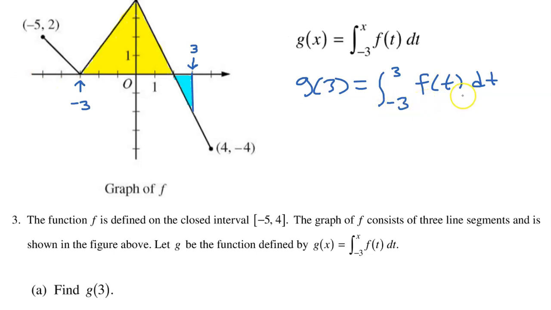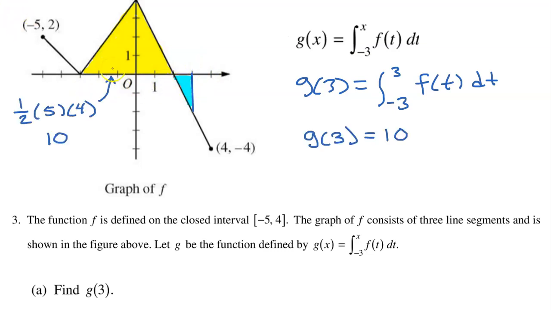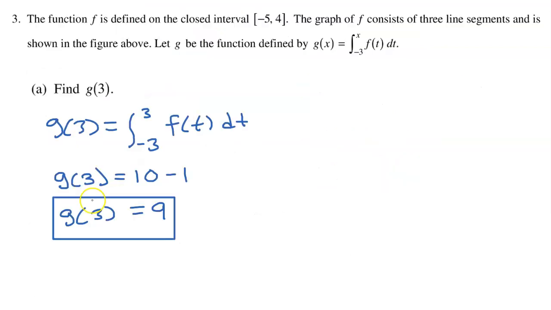This definite integral represents the area between the curve and the x-axis from -3 to +3. The yellow triangle has an area of 10. It is considered positive because it is above the x-axis. The blue triangle has an area of 1, but it is considered negative because it is below the x-axis. So we have g at 3 is equal to 10 minus 1. In other words, g at 3 is equal to 9. So that's it for part A.